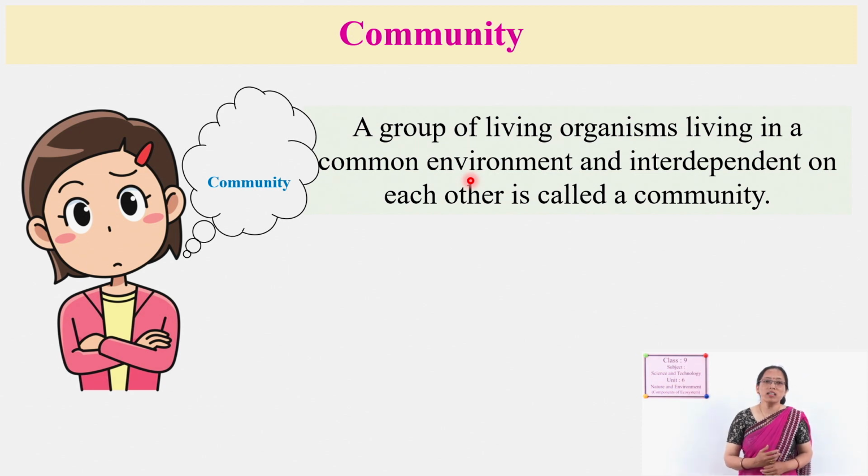Just what is community? A group of living organisms living in a common environment and interdependent on each other. They are depending on one another, just like plants depend on water, sunlight, carbon dioxide, soil, etc. for survival. That means it photosynthesizes food in the presence of sunlight by using carbon dioxide and water in its leaf. That food is again taken by the different organisms present in that ecosystem. They are interdepending on each other.